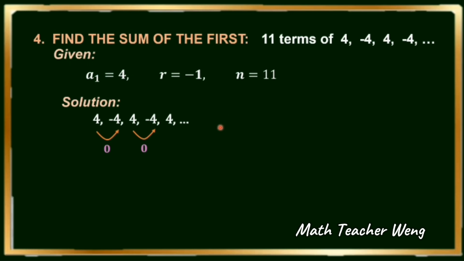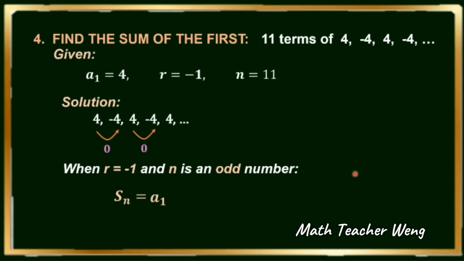So when you find the sum of all the zeros and the last number, the last number will be the sum. But the last number will also be the same as the first one, which we call a sub 1, or the first term. Thus, when the common ratio equals negative 1 and n is an odd number, the sum will be equal to the first term, a sub 1. So in this case, our S sub 11 is equal to 4.